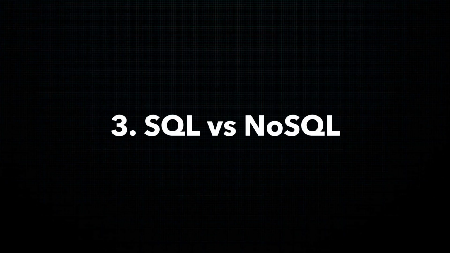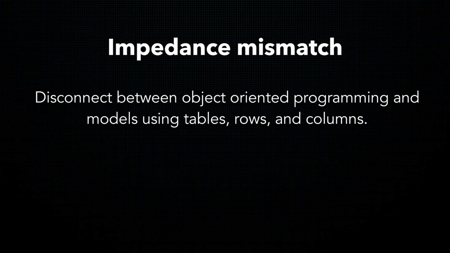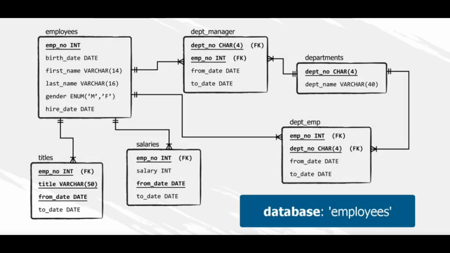SQL versus NoSQL. SQL is a database model that relies on tables, rows, and columns to store data. One of the criticisms of SQL is impedance mismatch, which describes the disconnect between object-oriented programming and models using tables, rows, and columns. The benefit of this mismatch is that it supports data models with many connections, allowing you to join different tables using primary keys.